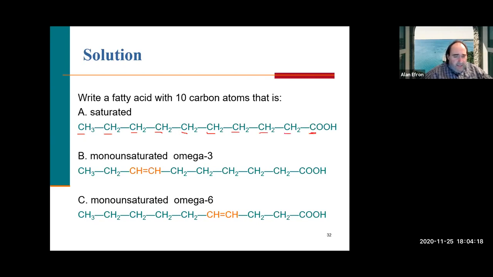Again, monounsaturated means basically one double bond. Omega-3 would be our third carbon. Again, counting in the opposite direction of our carboxyl group there. So starting here, carbon 1, carbon 2, and carbon 3 would be our omega-3. And monounsaturated also means only one double bond. And omega-6 means starting again, counting from the opposite side, 1, 2, 3, 4, 5, and 6, where we see our first double bond happening. So that's what those would look like.